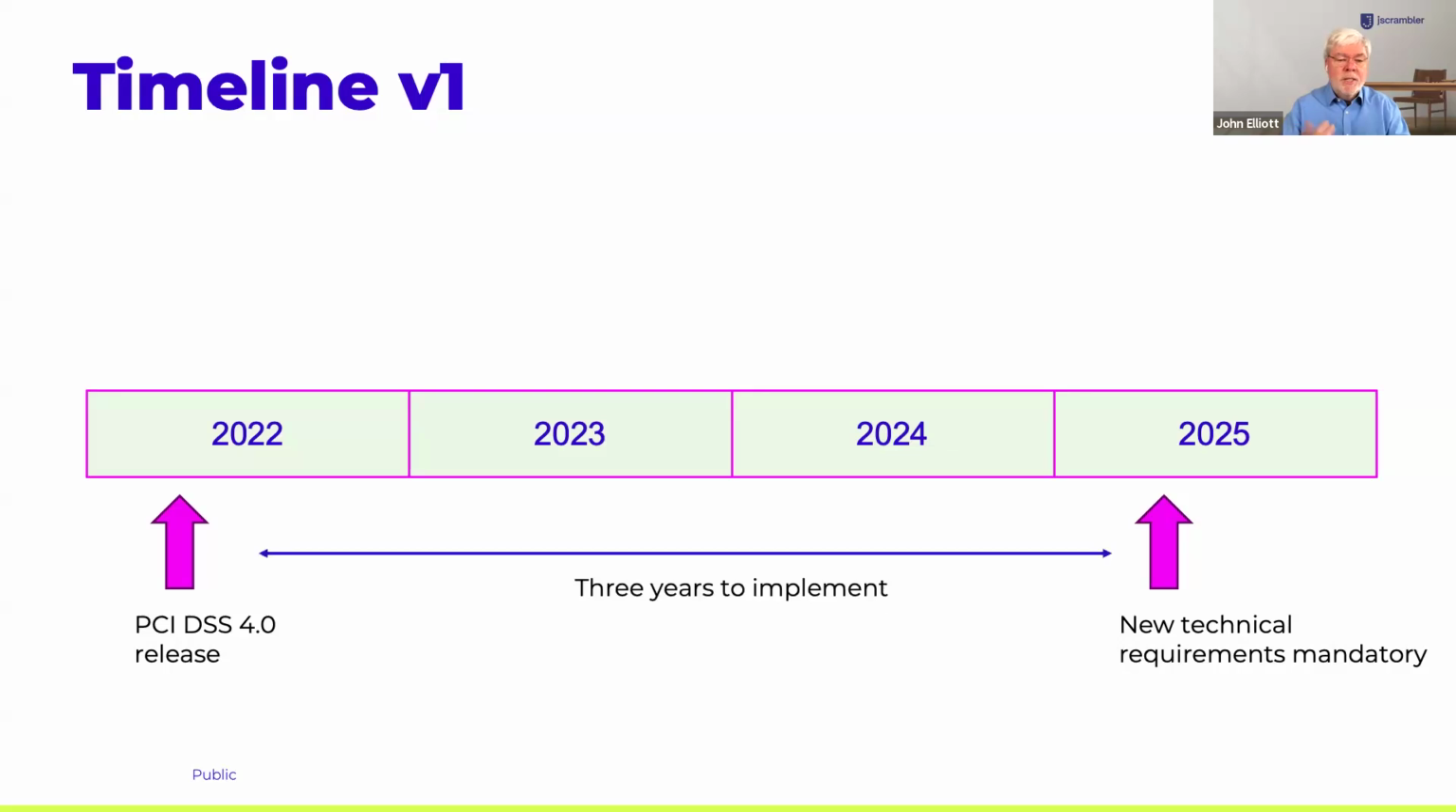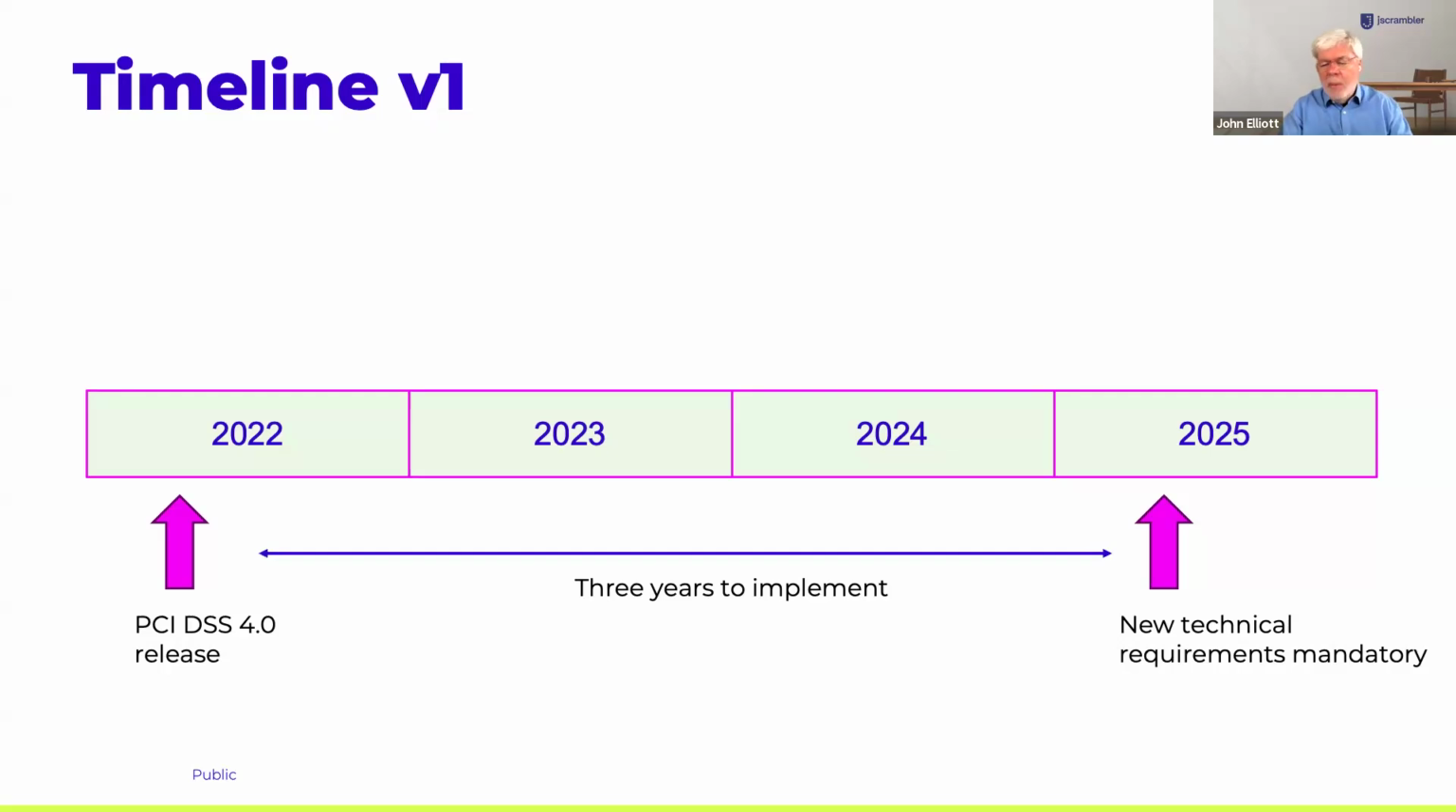So there were 3 years to implement any new technical requirements, any requirements that would probably require you to go out and either buy or make a solution. The reason for that was very clear: the council wanted to give everyone enough time to secure budget, secure a change window, and work out what would work in their environment.